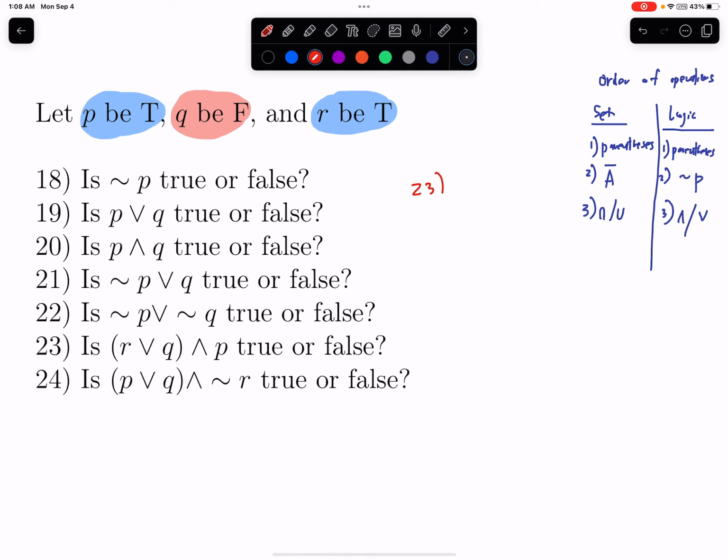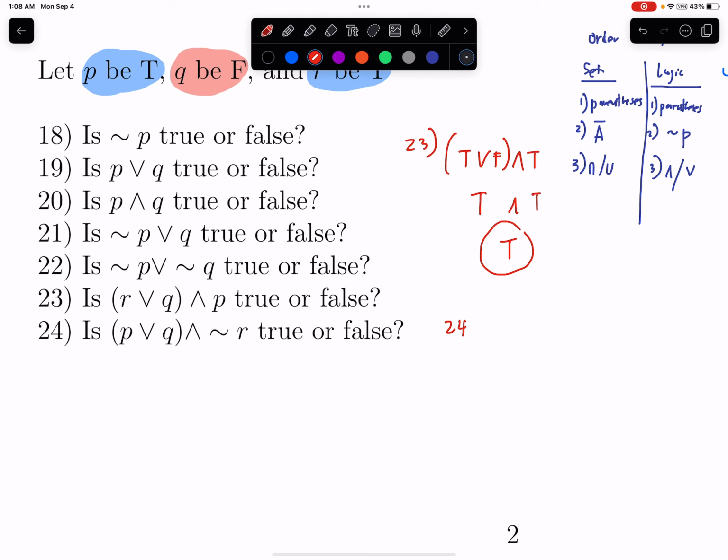Okay, number 23. We've got, sorry, I meant parentheses. R, which is a true statement, or Q, which is a false statement, close parentheses, and P, which is a true statement. So I'm going to start with the parentheses first. True or false becomes a true, right? That's the parentheses. Bring down the rest of that statement. So I have true and true, and I know true and true is a true statement. So that's 23.